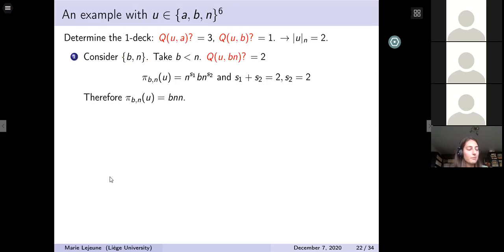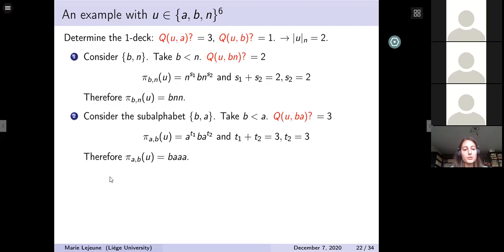I'm going to ask questions. So I know that there are fewer B than N. So I'm going to write my word with B in the middle, as in the binary case. I'm going to ask for the number of BN. The answer is 2. So I know that S2 is 2, S1 is 0. And I determined the projection of U over the subalphabet BN.